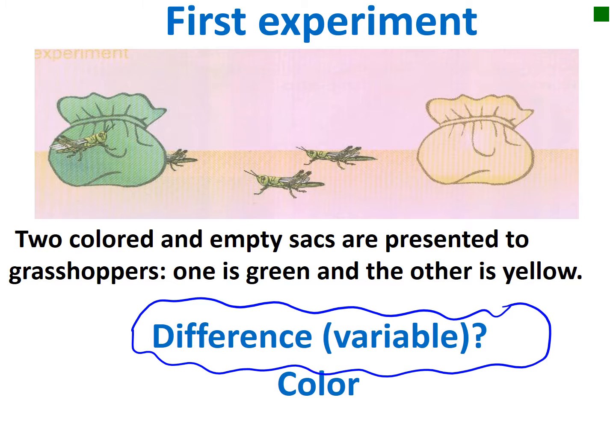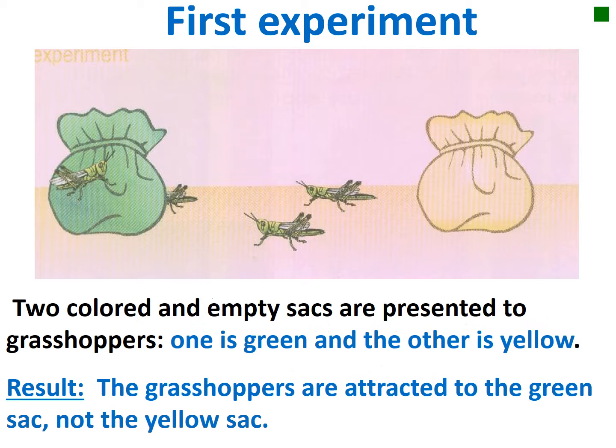What is the difference? From now on, you have to use the word variable and not the word difference. The difference is in grade 6 or grade 5, we can see the difference. From grade 7, we have to talk about the variable. So the variable here between these two experiments is the color.